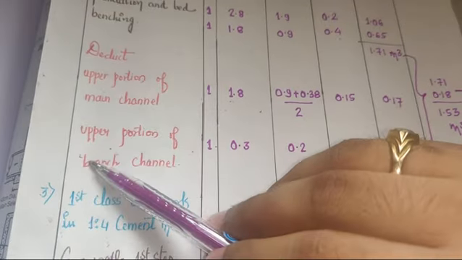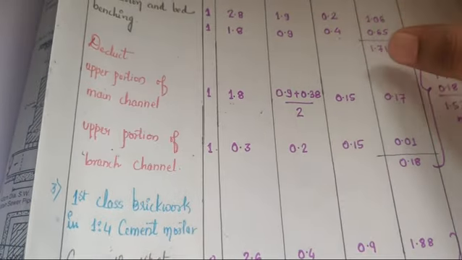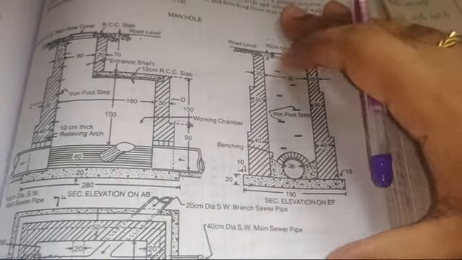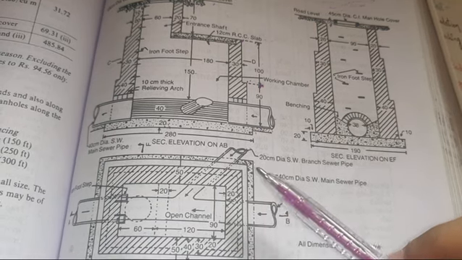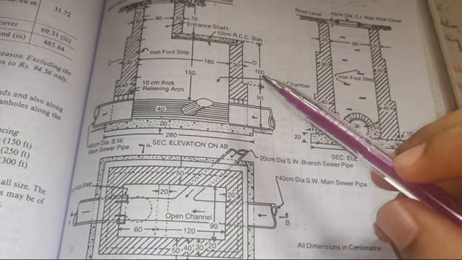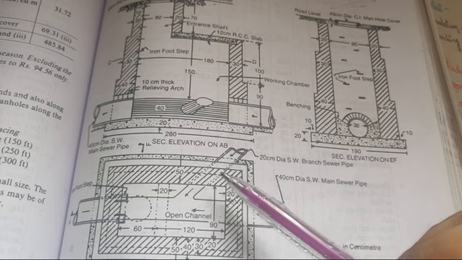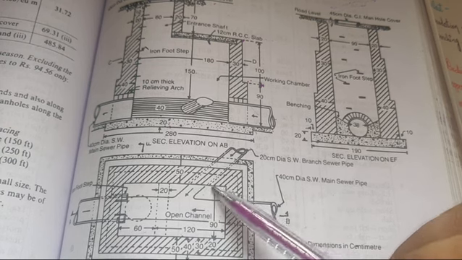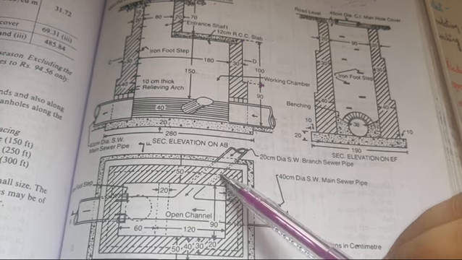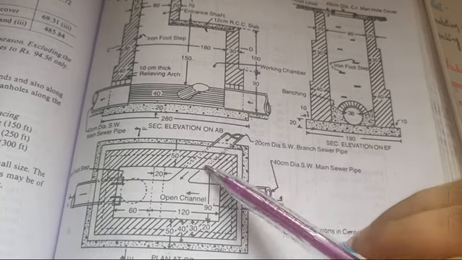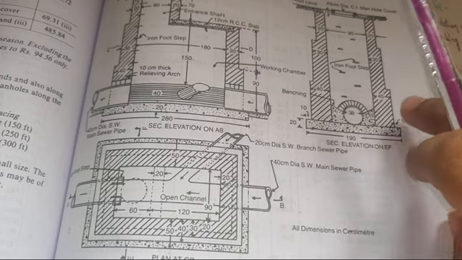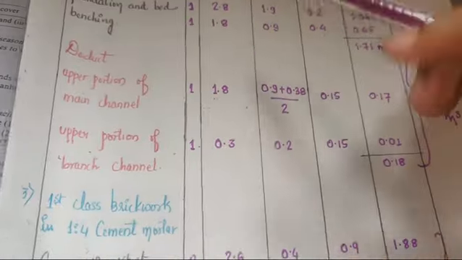Similarly, we will carry out the deduction for the upper portion of the branch channel. So upper portion of the branch channel, you can see here. The length is taken as 0.3. So 0.3 is nothing but the deduction over this length, which you can see here, which is 0.3 meters. So length of that is 30 centimeter. So 0.3 is the length.